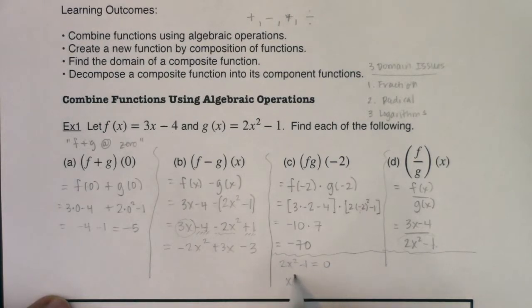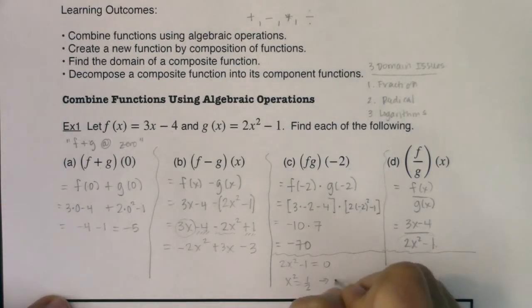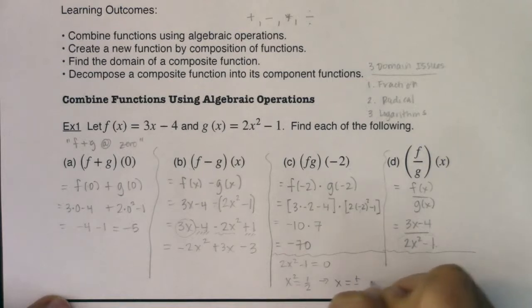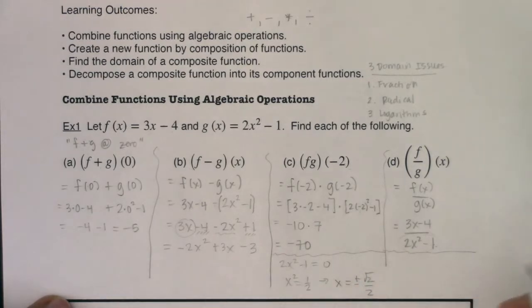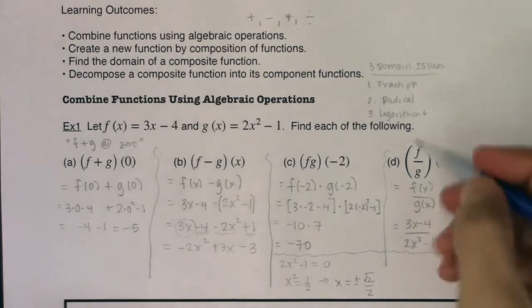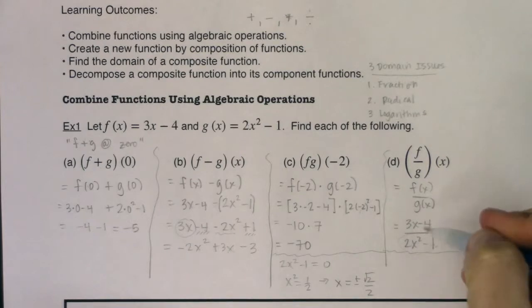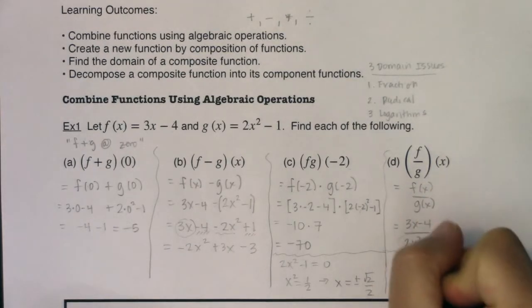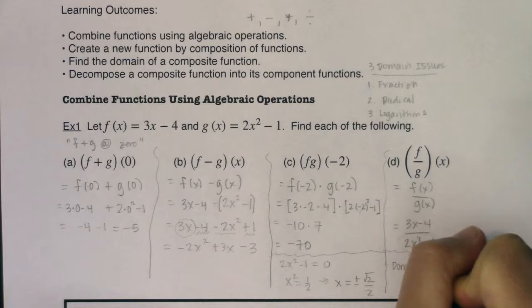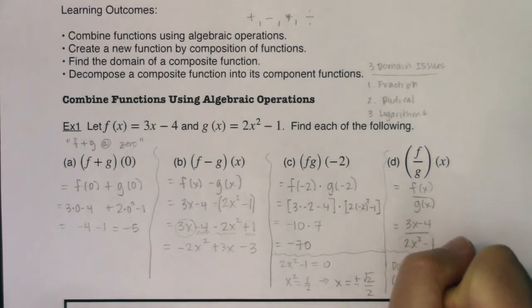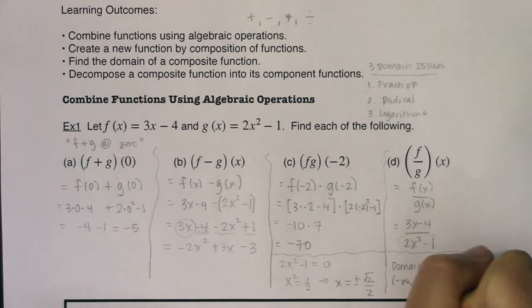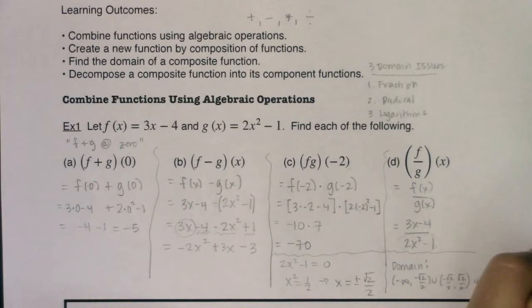Well, that's when x squared is equal to 1 half. Move the 1 over, divide by 2. If I take the square root of both sides, that would be x equaling plus or minus root 2 over 2. So what I'm trying to say here is that this quotient function is 3x minus 4 in ratio to 2x squared minus 1, as long as you account for the fact that your domain has been altered. Instead of all real numbers, it's negative infinity to negative root 2 over 2, negative root 2 over 2 to positive root 2 over 2, and then root 2 over 2 to infinity.